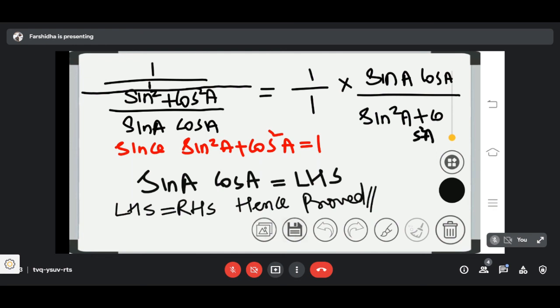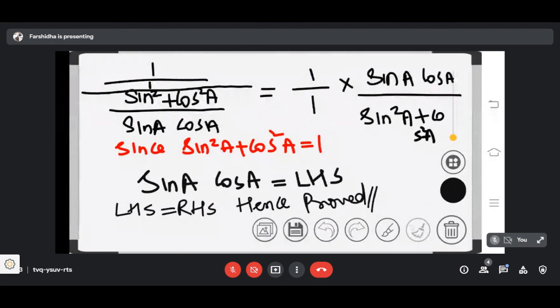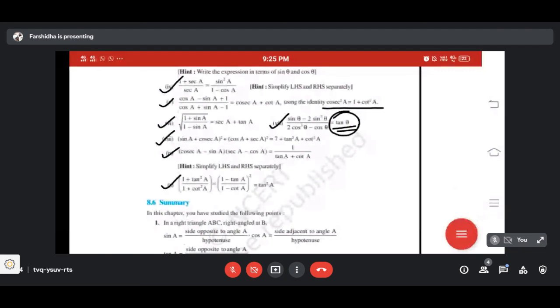Okay, the last question, question number 10 of this chapter. Take one plus tan square A: 1 plus tan square A by 1 plus cot square A equal to (1 minus tan A by 1 minus cot A) whole square equal to tan square A. This is the last question of this chapter.